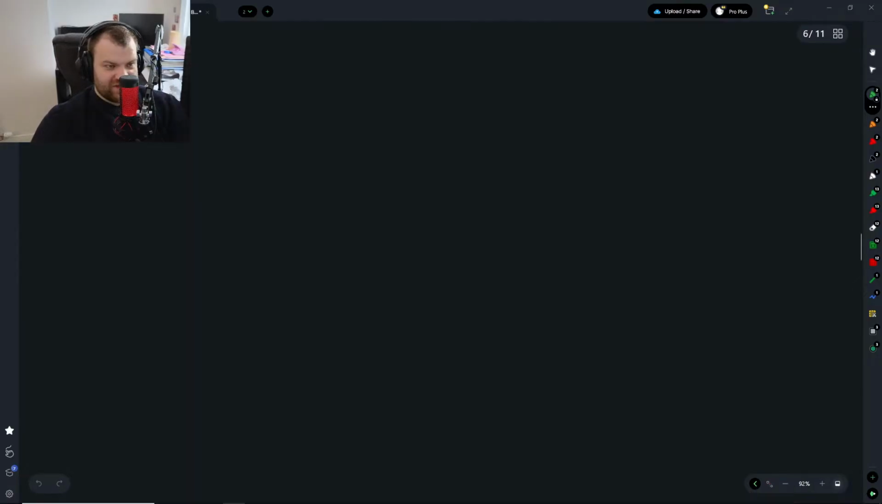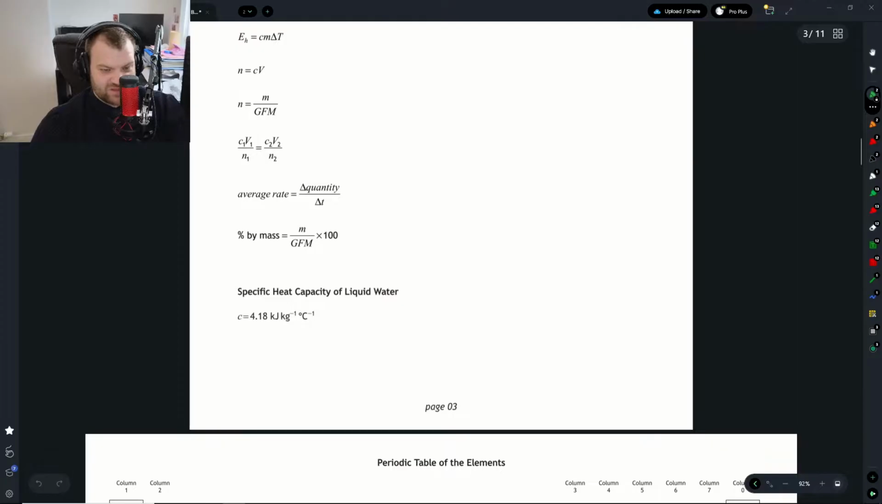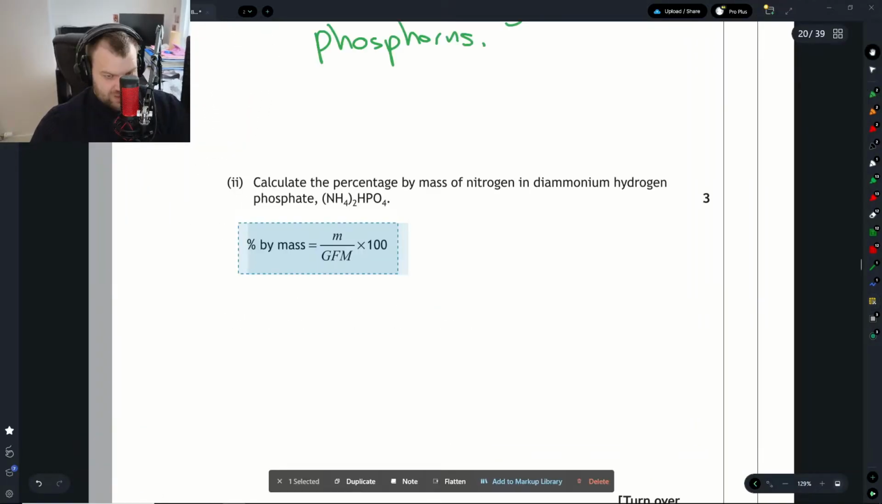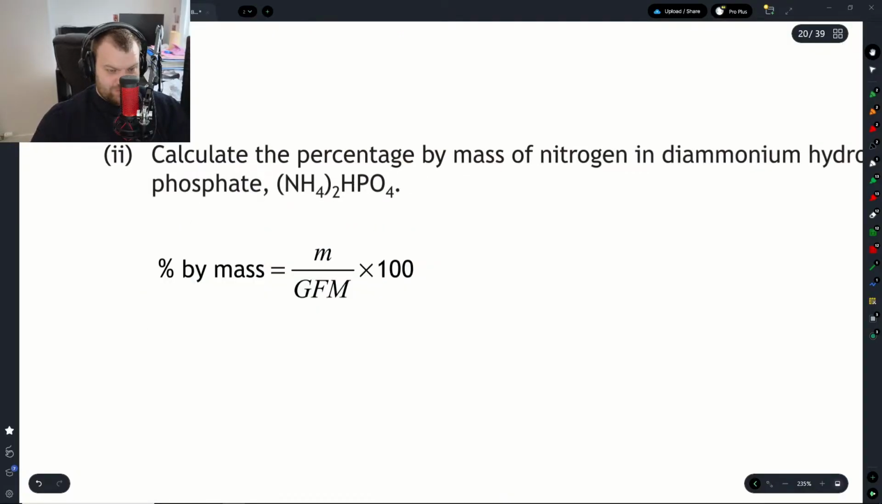Percentage by mass, the data booklet tells us, percentage by mass equals the mass over the gram formula mass times 100. In this type of question, what I've clocked is that hydrogen appears twice.